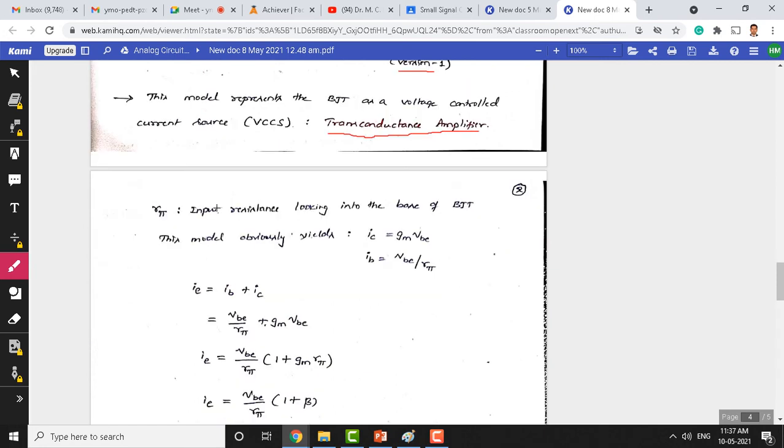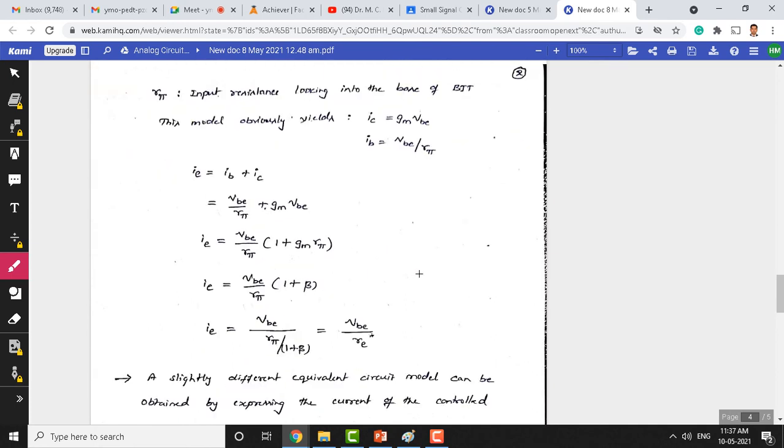Again, we look into the various formulas that we have shown here. IC can be equated to gm times VBE, and IB is nothing but VBE divided by R pi, and we know that the total current in a transistor, the emitter current, is equal to the base current plus the collector current. Now we can substitute for this IC, which is given here, and the expression for IB is given here. You can substitute IB is equal to VBE by R pi, IC is equal to gm into VBE, and let us simplify this further.